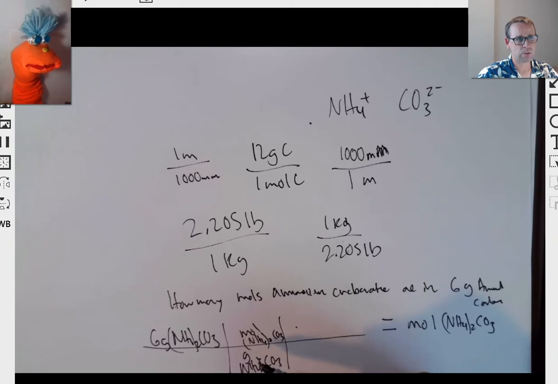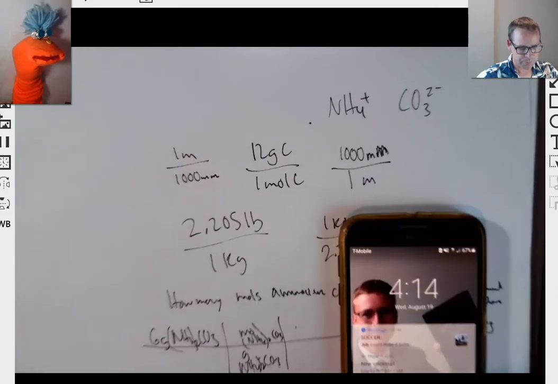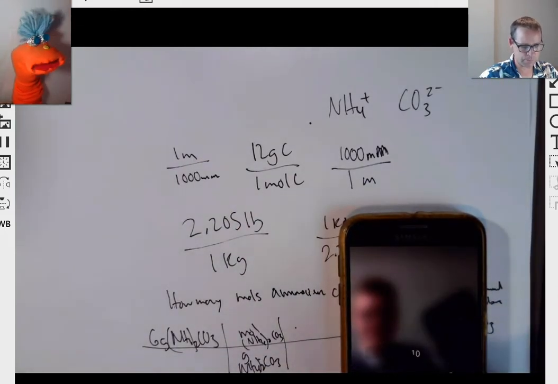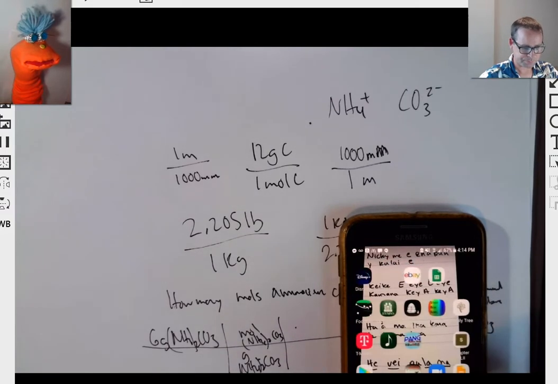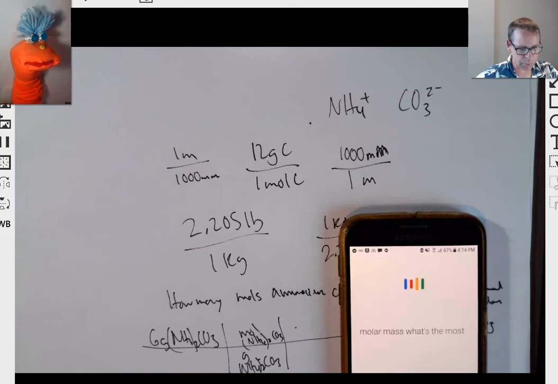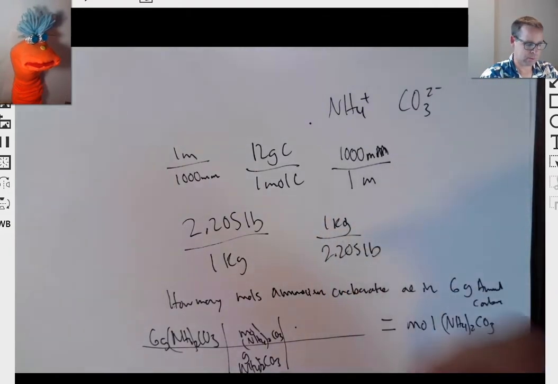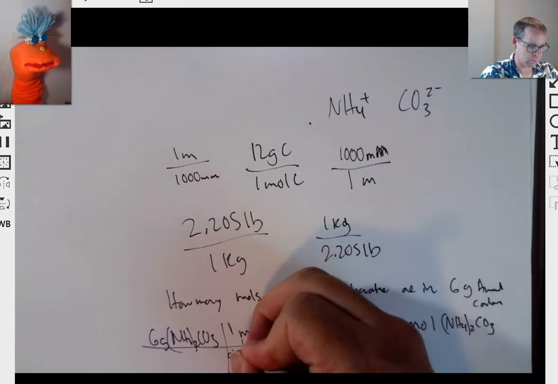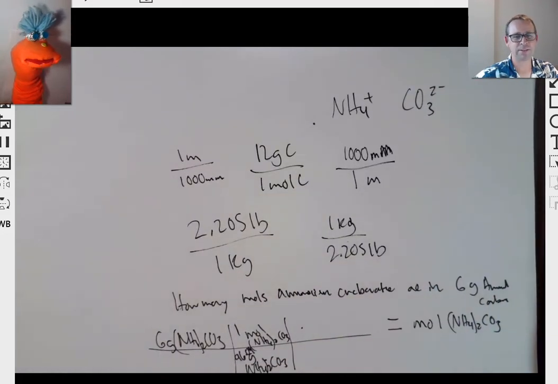Do you remember this? Is that just the molar mass? That's right, the molar mass of ammonium carbonate. Do you remember what that is? I'm not sure. I think it's 96, but we can ask our phone just as easy. What's the molar mass of ammonium carbonate? The molar mass of ammonium carbonate is 96.09 grams per mole. So 96.09 grams, so 6 divided by our 96 would tell us how many moles we have in 6 grams of ammonium carbonate.